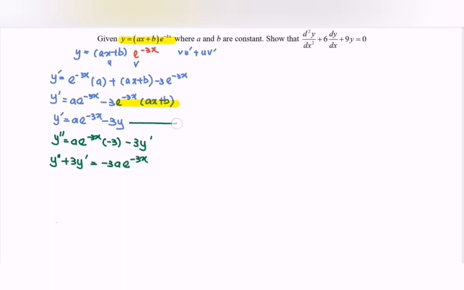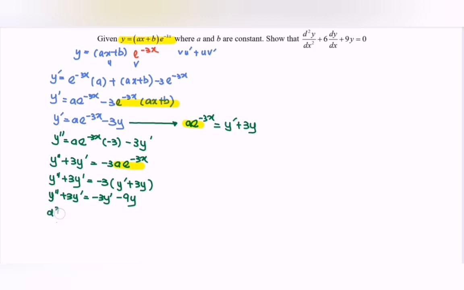So refers to this part. Rewrite the situation. So we have a multiplied with e to the power of negative 3x actually equals y prime plus 3y. So kindly substitute into this part, and we will have the situation y double prime plus y prime multiplied with the 3 equals negative 3 bracket. As we can see, a multiplied with e to the power of negative 3x is equal to y prime plus 3y. So kindly expand: y double prime plus 3y prime equals negative 3y prime minus 9y. Rewrite the situation. We have the second derivative, and then plus 6 multiplied with the first derivative, and then plus 9y, which is equal to 0. Notice that we have already shown the situation given.